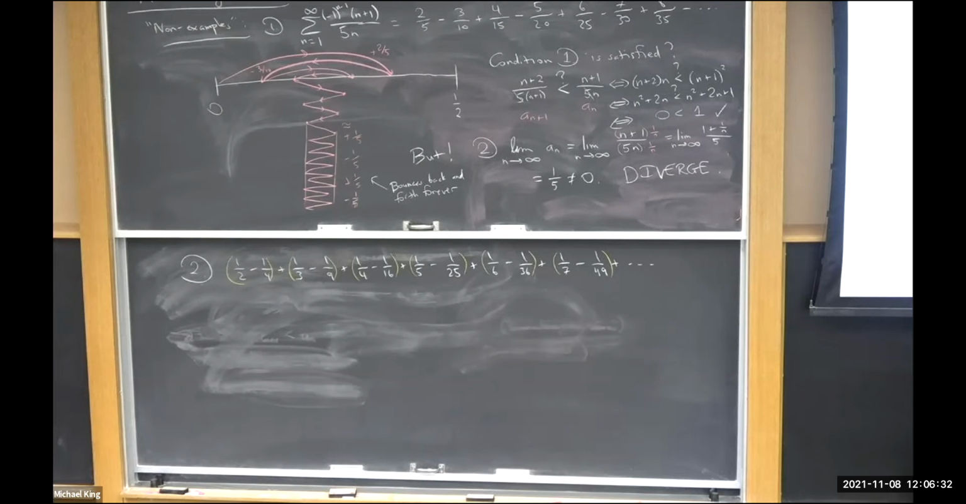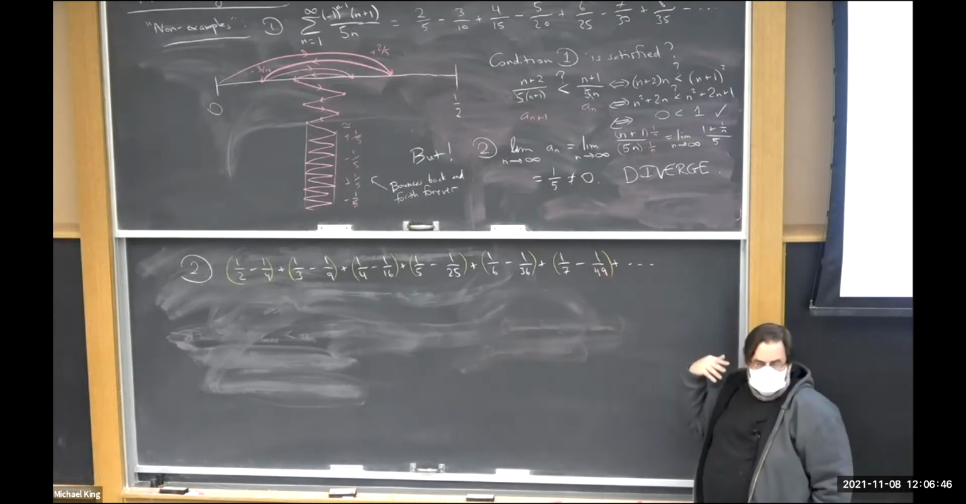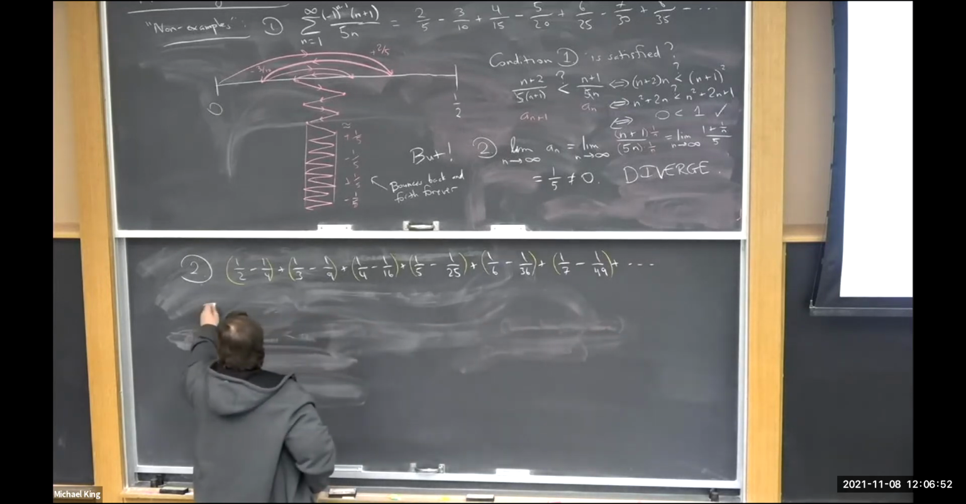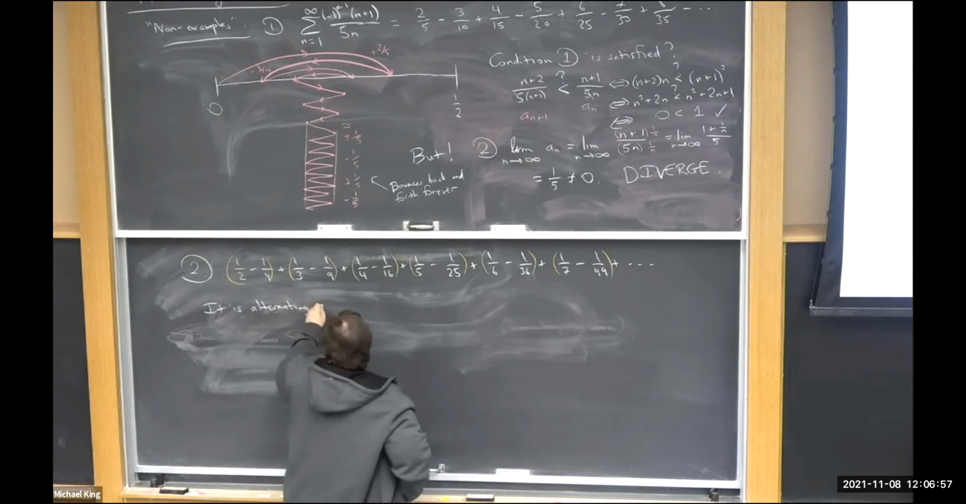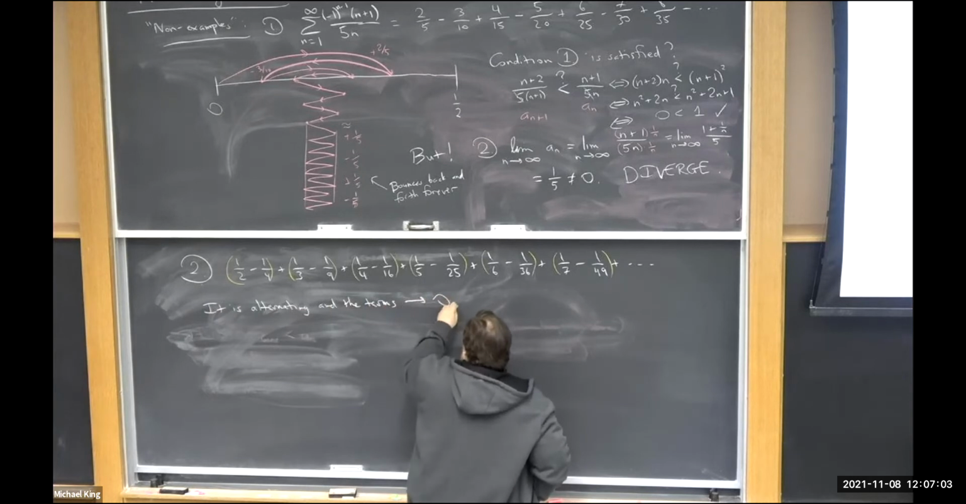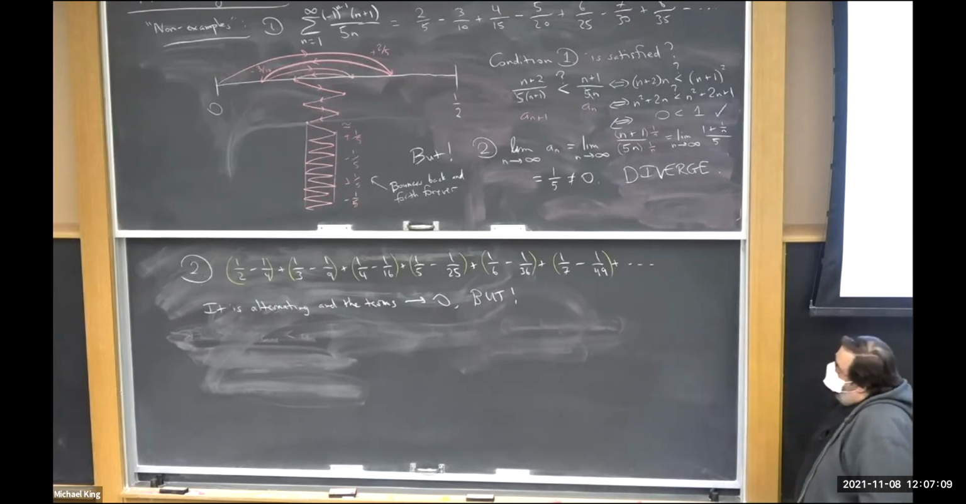So it is alternating. I'm doing plus minus, plus minus, plus minus. The terms are going to 0. Everything's getting smaller and smaller. It's like, you know, I'll have 1 over 1,000,000 minus 1 over 1,000,000 squared. Those are going to 0. So it is alternating, and the terms are going to 0. But I claim this has to diverge.